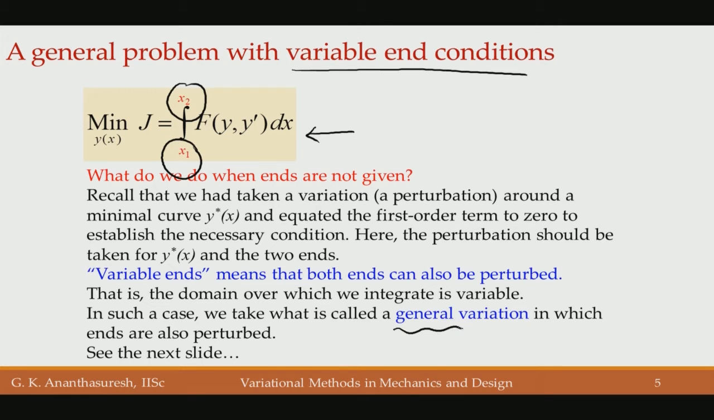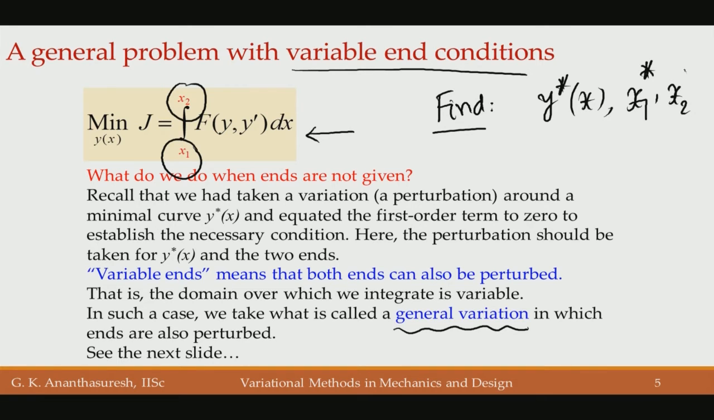For that we need to do this general variation concept, along with y we should arrive at x1 star and x2 star. So, so far it was just a function, we have to find a function which we denote as y star of x, but here we also need to find x1 star and x2 star if they are not given. Sometimes one of them may be given, other is not given, but sometimes both may not be known. If both are given, that becomes a normal problem. If one of them or both of them are not given, then we have this concept of general variation.